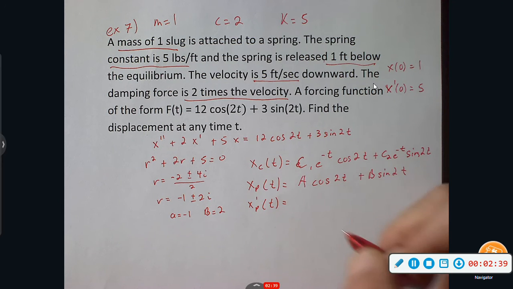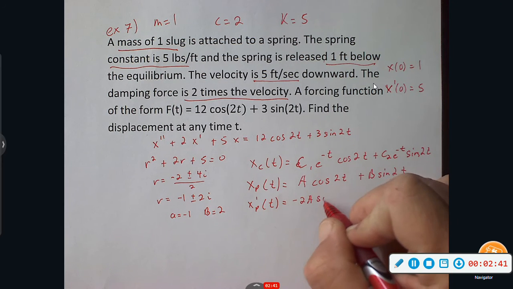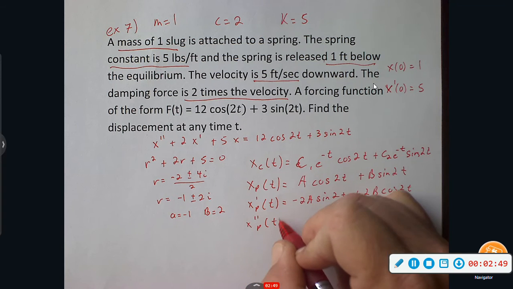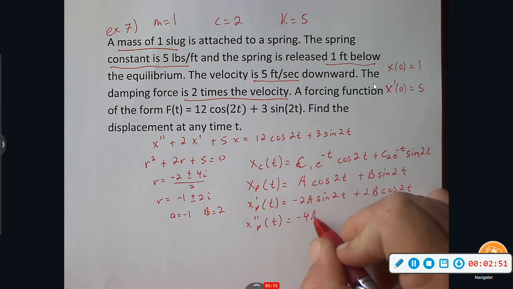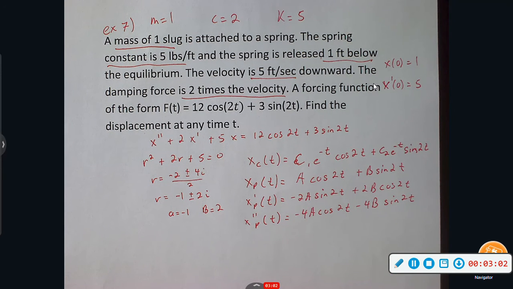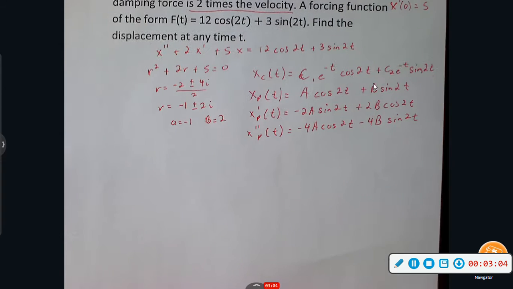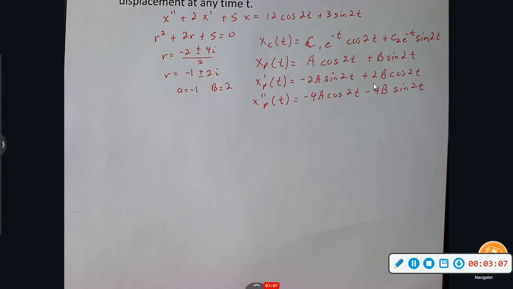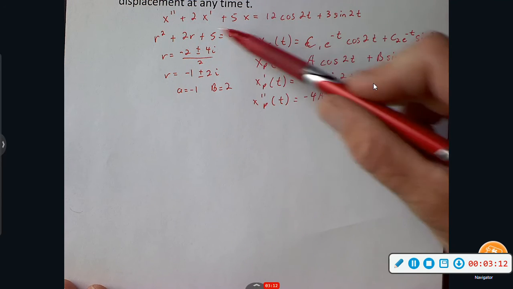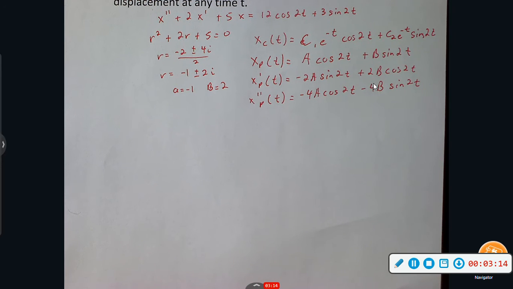So cosine turns to sine, sine turns to cosine. And then they switch back on the second derivative. So -4a cosine 2t minus 4b sine 2t. So we have that. All right, let's keep it moving here. Next thing we're going to do is plug our xp of t into our differential equation, match up, and solve. So let's do that next.